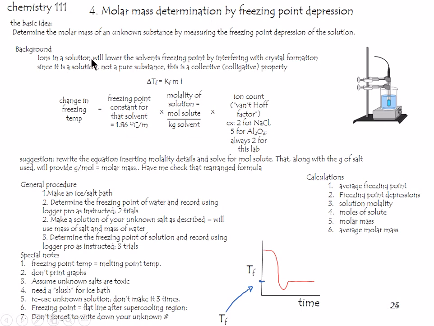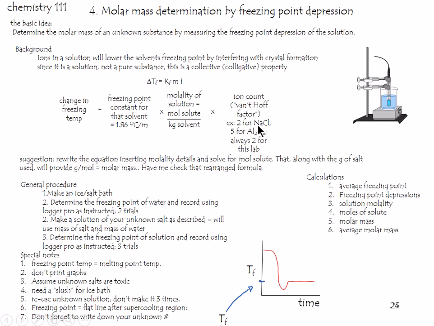Ions in a solution will always lower the freezing point of the solution. They interfere with the freezing, that means the crystallizing process. The formula looks like this. The change in the freezing temperature is equal to the freezing point constant, which is always just a number for water. That is 1.86 degrees Celsius per molal, times the molality, that's a measure of the concentration of that solution, times the van 't Hoff factor. Let's just call that the ion count. And in this case, it's always going to be 2.